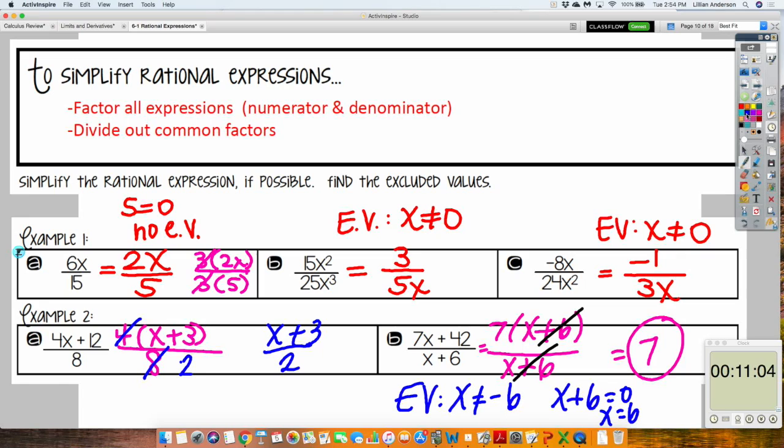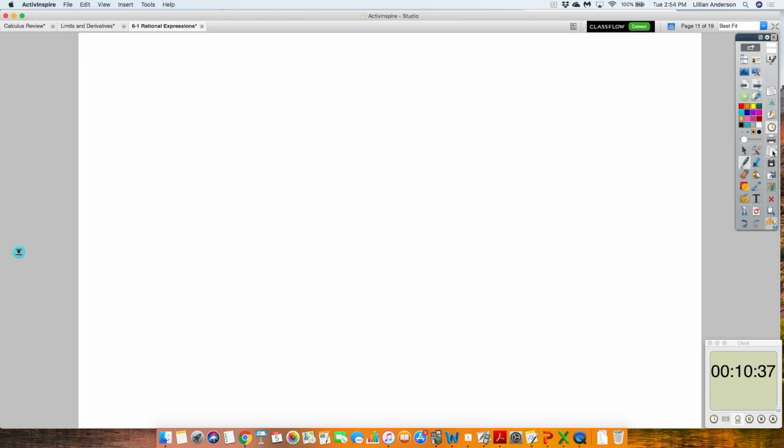Because if I plug in 0, that's not going to make the function undefined. But if I plug in a -6, a -6 is what's going to make the denominator 0. So remember, from the last unit, you want to set the denominator equal to 0 and then solve that, because that's the value that's going to make the function undefined. How is this? It's all right. Main thing is factoring, simplifying.